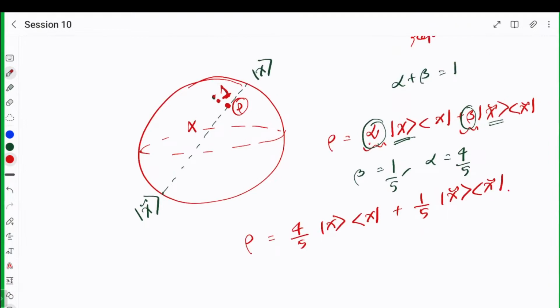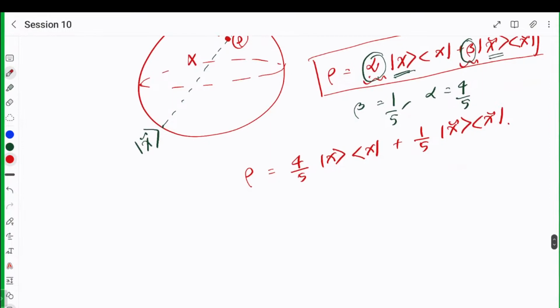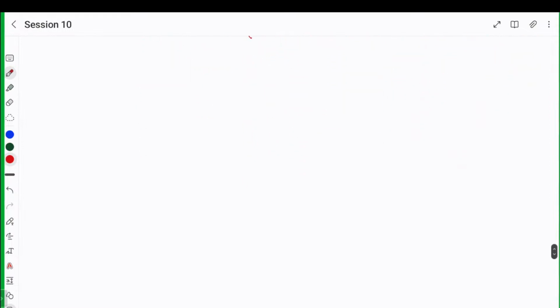So hopefully with this example, this should be clear: how you can find the point on the Bloch sphere which represents the density matrix, given that you know what ratio it divides, or if you know the density matrix, how you can represent it on the Bloch sphere. So you can now go both ways. All right. So let's now look at how the density matrices evolve. So the unitary evolution of density matrices.